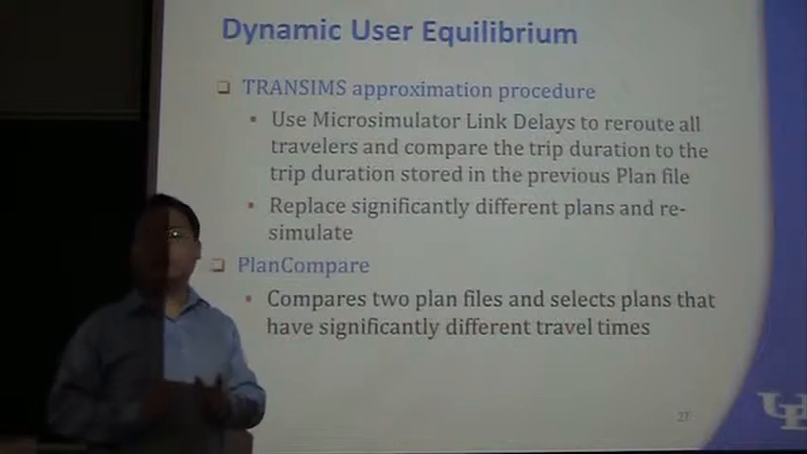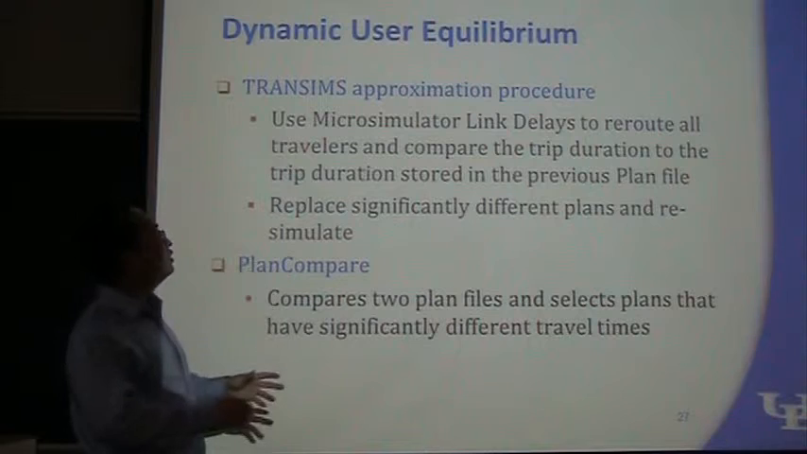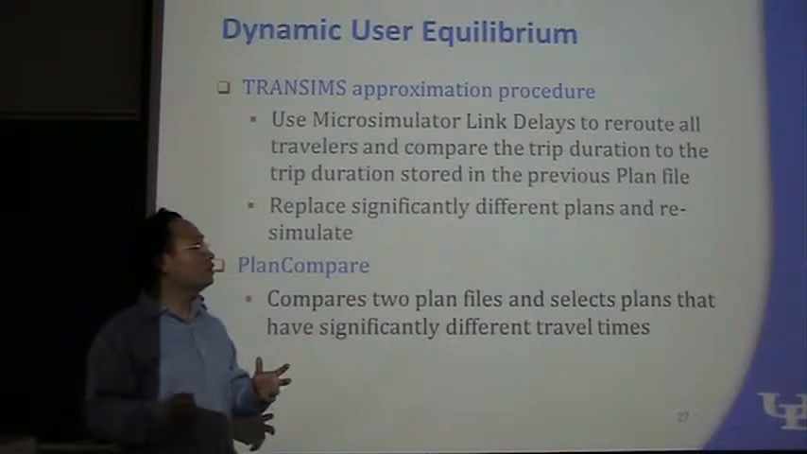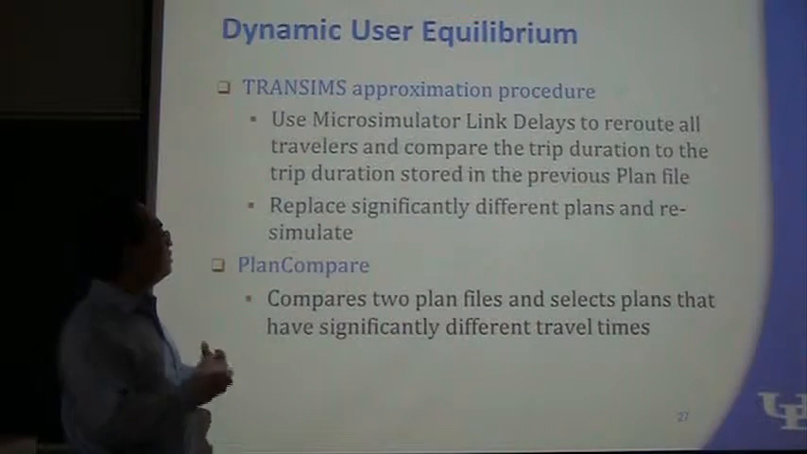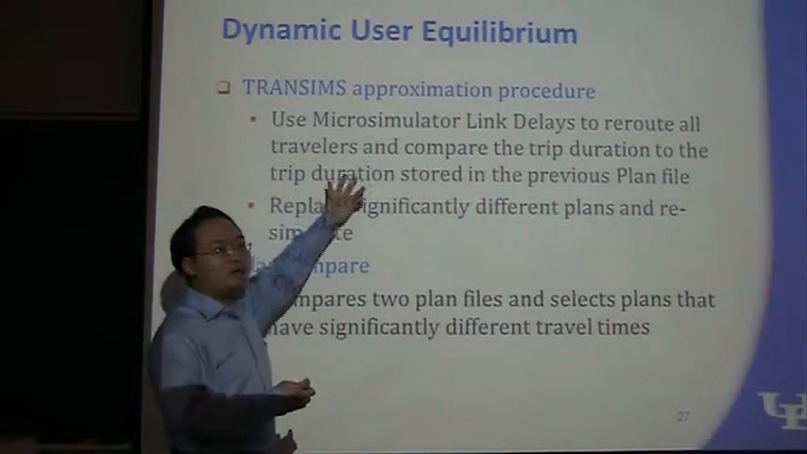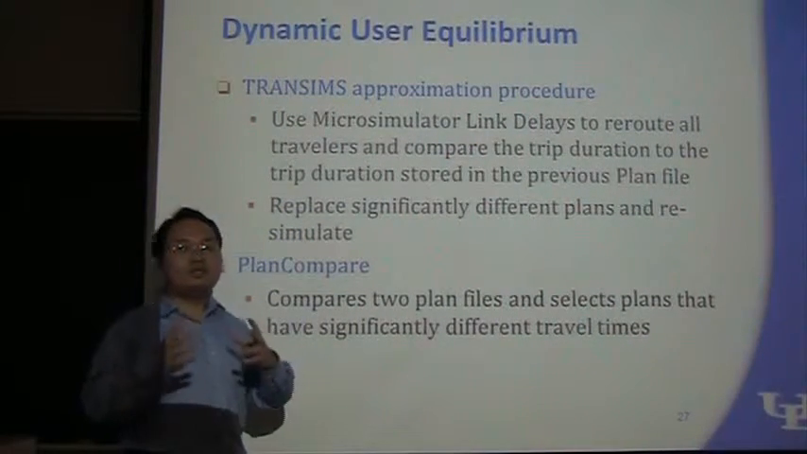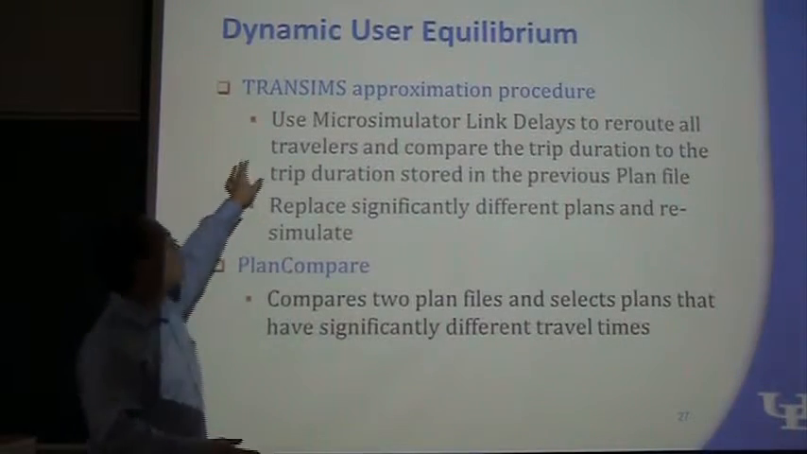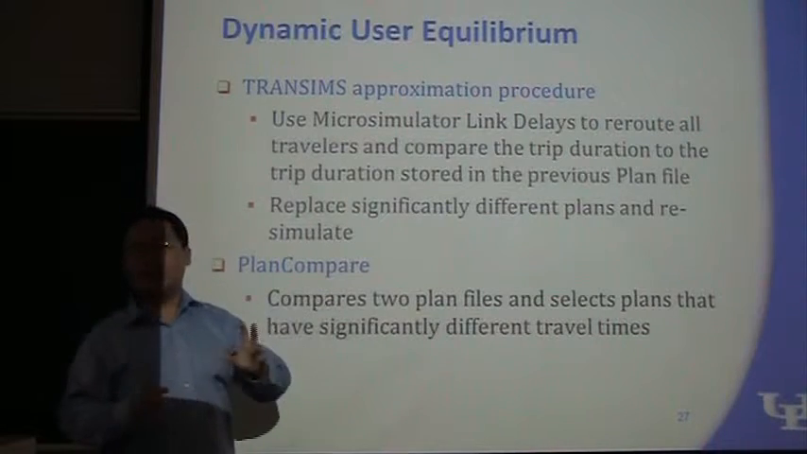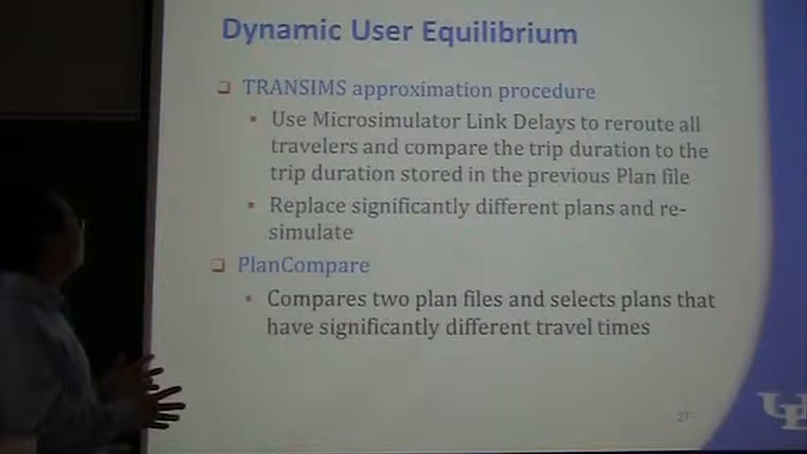Procedure to reach user equilibrium. So the basic idea is to use microsimulator link delay files to reroute all travelers. And if the rerouted travelers, using this link delay file, get a new set of plans that are very similar to the plans that were used in microsimulator, then we say we have already reached dynamic user equilibrium.